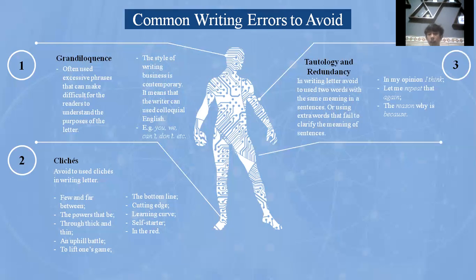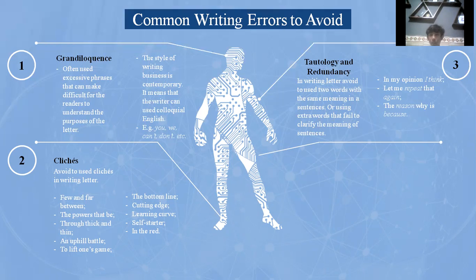Next is tautology and redundancy. In writing a letter, avoid using two words with the same meaning in a sentence. It means that you should not use extra words in the letter that have the same meaning, or extra words that fail to clarify the meaning of the sentence.